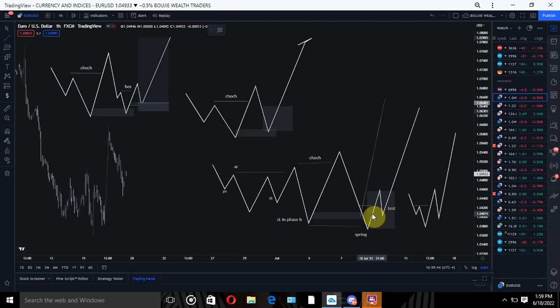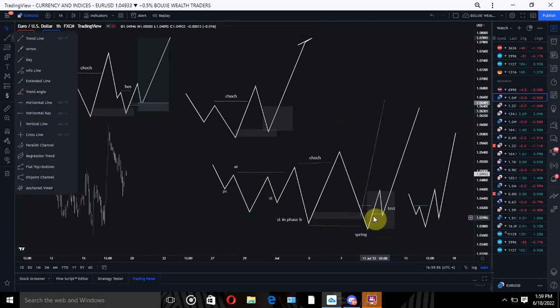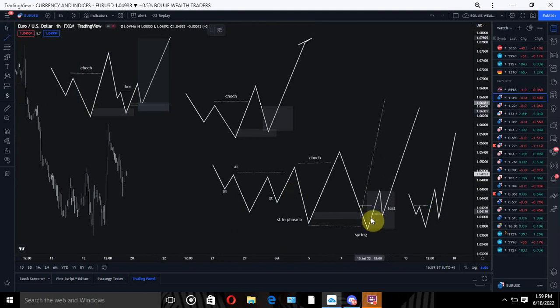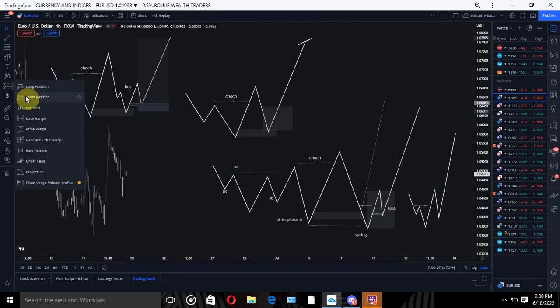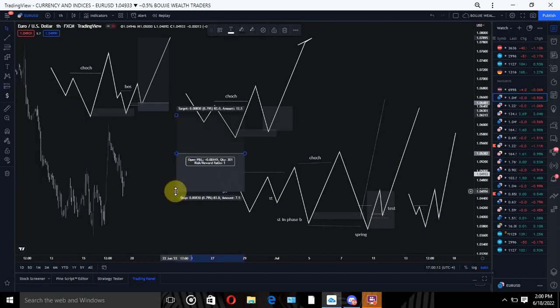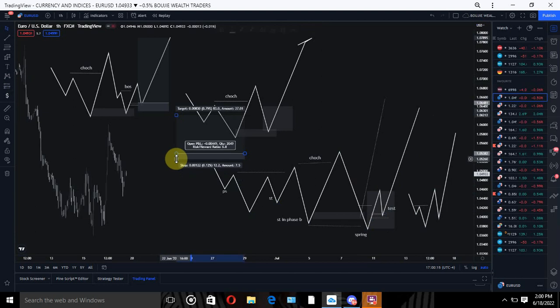That's what they call a test in our Wyckoff methodology. Then we use it as an entry. Then it will give us a huge risk reward ratio. It will give us a huge risk reward ratio in this level.